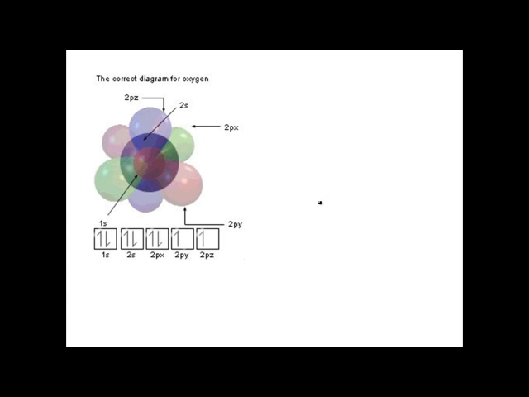Let's take a look at the next element. This is oxygen. It obviously tells me it's oxygen, but if I didn't know that, I could just count up the arrows: 1, 2, 3, 4, 5, 6, 7, 8. And if I look on the periodic table, what element's got 8 protons and 8 electrons? That would be oxygen. So I know it's oxygen.